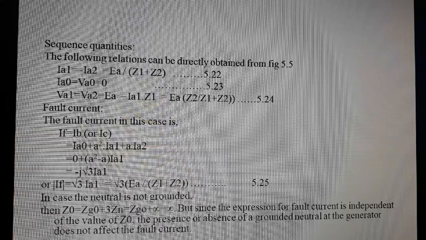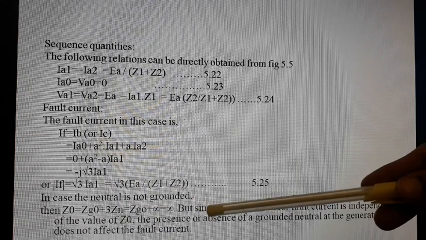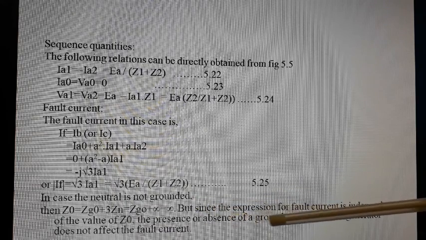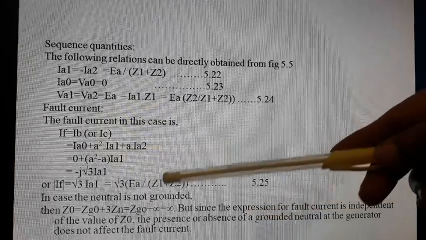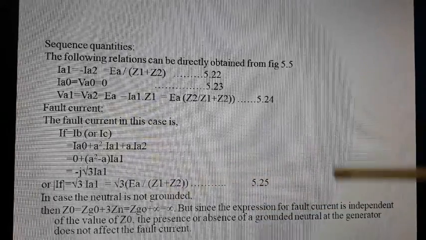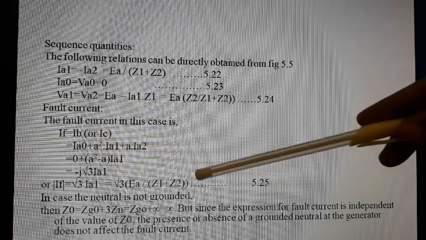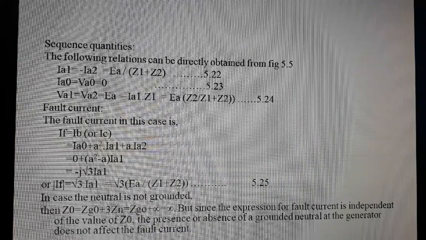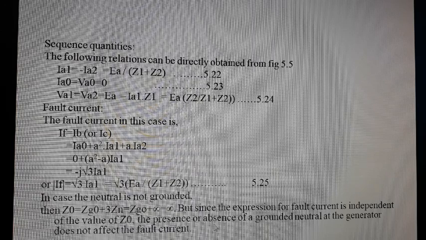Now again we consider the neutral. If it is not grounded, then Zn is infinity, so Z0 becomes infinity. It does not affect the fault current, because the fault current does not involve Z0. So whether the neutral is present or not, whether the neutral impedance is there, or the neutral is grounded or not grounded, it does not affect the fault current. The fault current is given by this expression, and the presence or absence of a grounded neutral at the generator does not affect it.